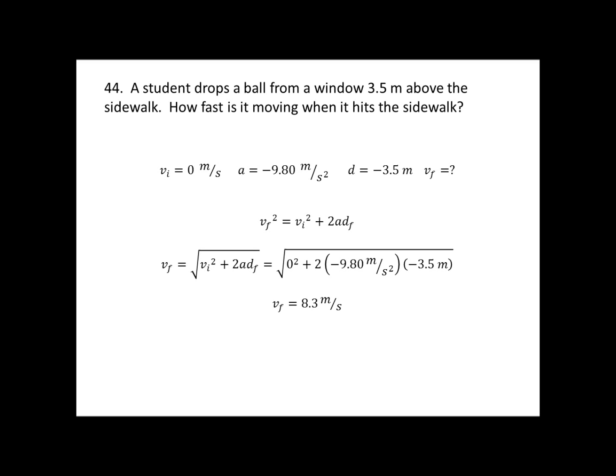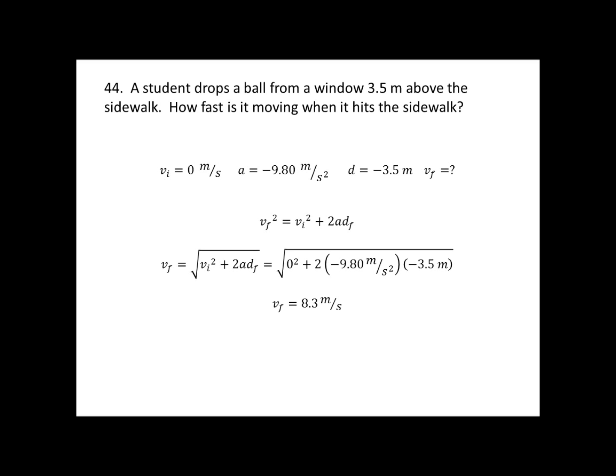Now, could I find time? Yeah, I could, but it's too much work when I've got this really great equation where VF squared equals VI squared plus 2AD. No time at all. So let's just go ahead, take the square root to get rid of that square on the VF, and plug in my numbers.